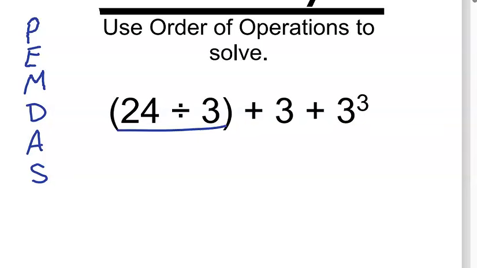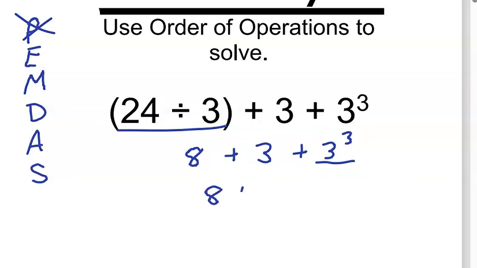24 divided by 3. What is 24 divided by 3? Well, that is 8. So we have 8 plus 3 plus 3 to the third power. So we've done parentheses, now we need exponents. We do have one right here, 3 to the third power. 3 times 3 is 9. 9 times 3 is 27, so now we have 8 plus 3 plus 27.